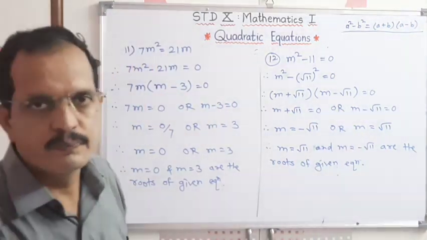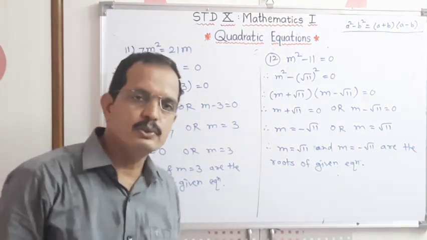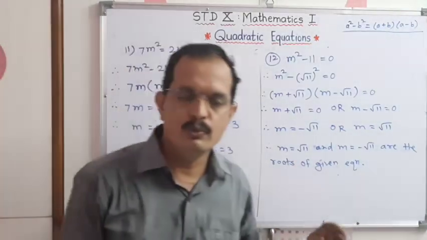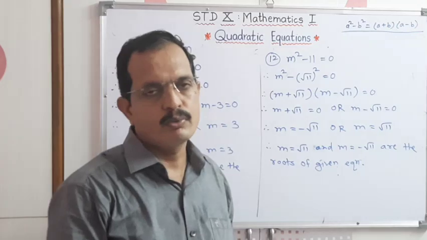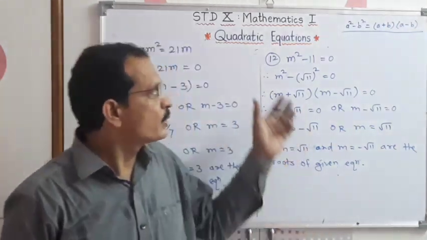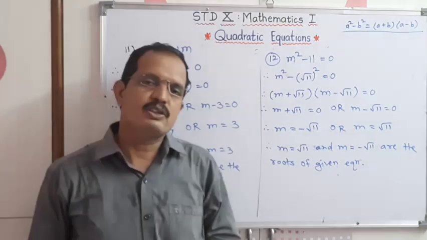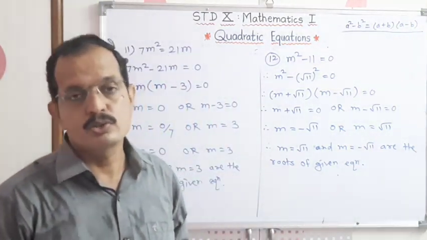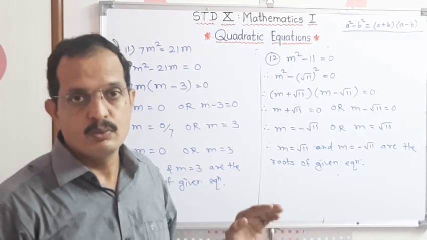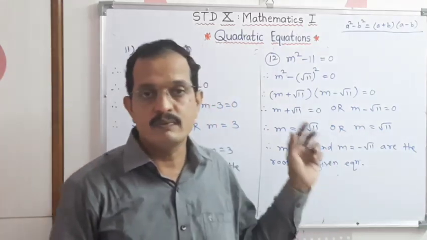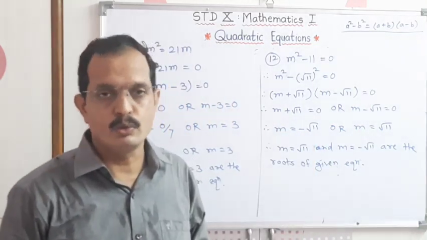Dear students, I think everyone understood the factorization method. Some rules we have to follow, and if we follow these rules, it is very easy to solve a quadratic equation by the factorization method. Try to solve the remaining sums, and solve the sums in the problem set which are related to the factorization method in your notebook.